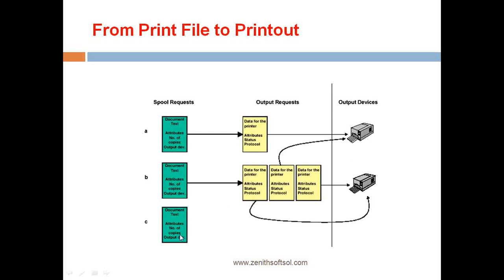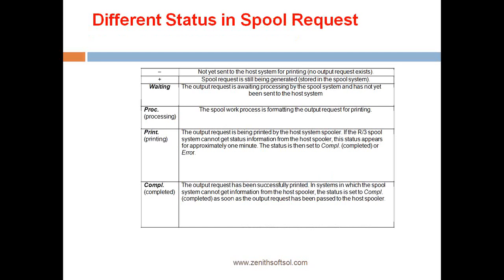In situation C, only a spool request is created, as nothing is to be printed because there is no output request, no output device, nothing. So this is a general layout of how the spool request is created.